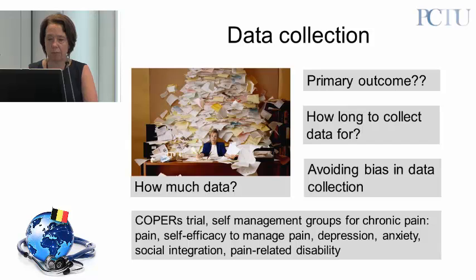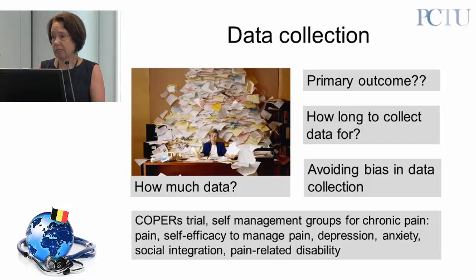So one of the things that people often ask in pragmatic trials is, what should my primary outcome be? And there's a whole variety of answers to that question. It really depends on the trial. You can also ask, should there only be one primary outcome, or can we have co-primary outcomes? Can we have more than one primary outcome?